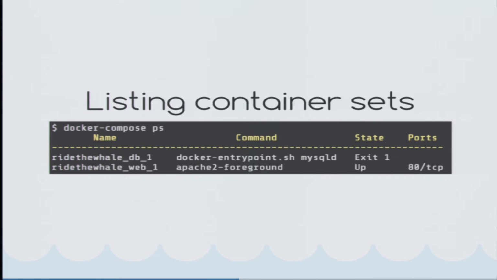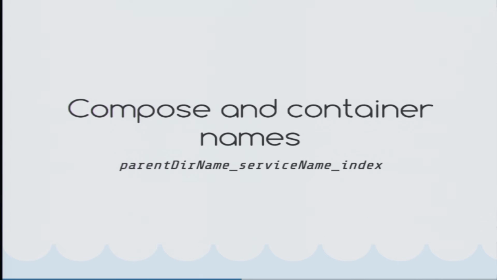You'll notice something a little weird, though. What's with that name? I mean, it's an example, sure, but it's kind of weird. Where did it come from? Well, Compose actually does something really nice with container names. It auto-generates them for you. So it takes the parent directory name of wherever the Docker Compose file is, takes the name of the service in the Compose file, and a unique index, and that's what it names the container.